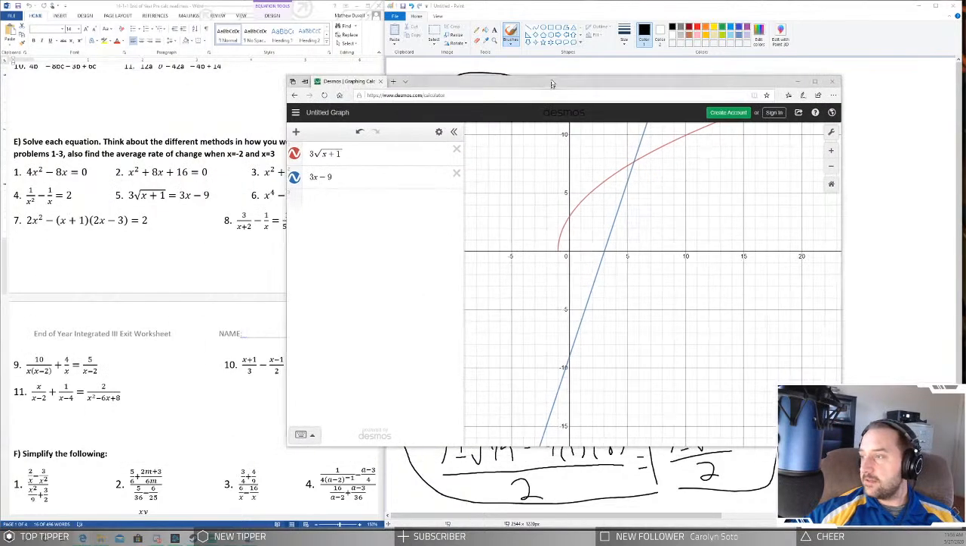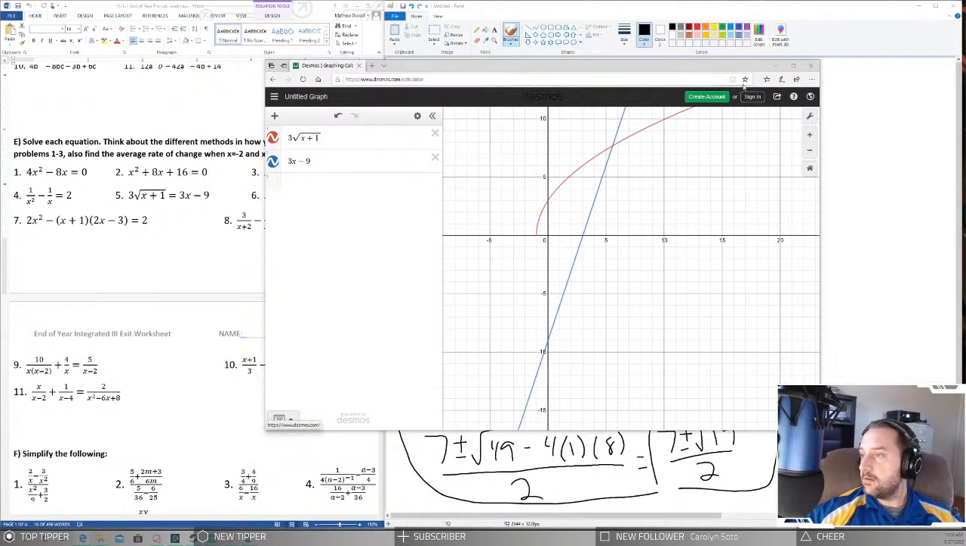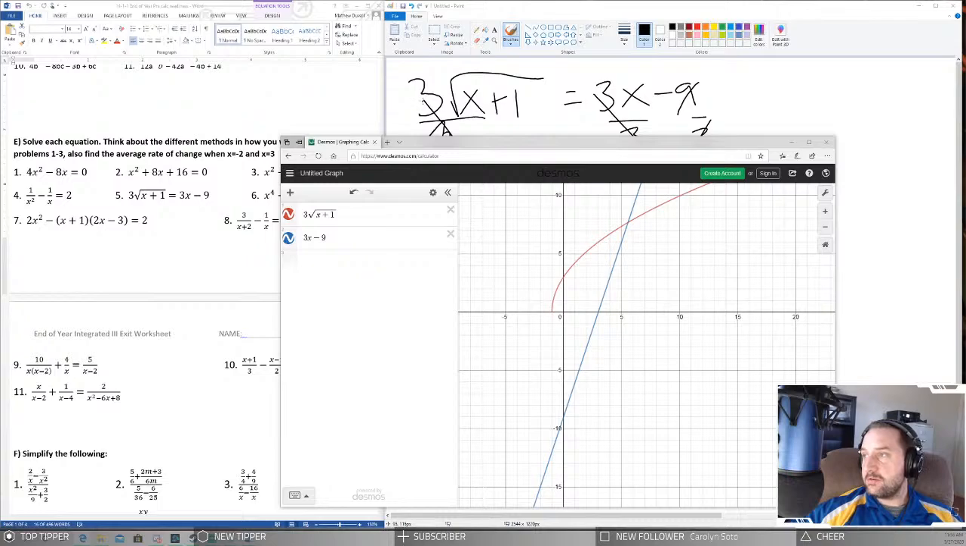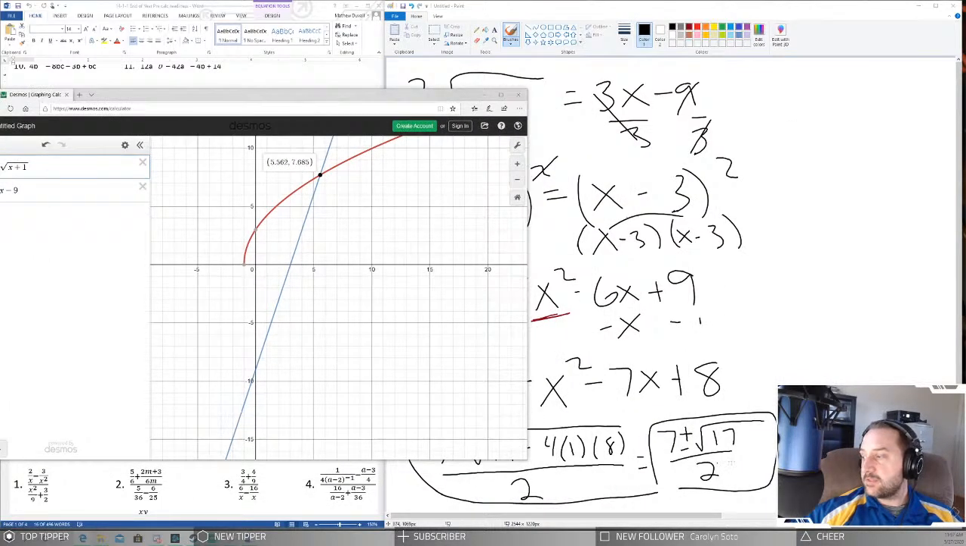And I could tell because if we looked at Desmos real quick, I entered both sides of the equation. So I have 3 times the square root of x plus 1 on one side, and then I have 3x minus 9 on the other. So I set them equal to each other, which means where are they going to intersect? And one of them is 5.562. That's my x value. And so that's probably the 7 plus square root of 17 over 2. Because square root of 17 is about 4.